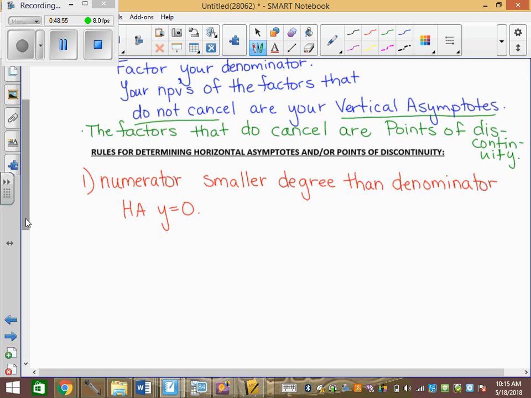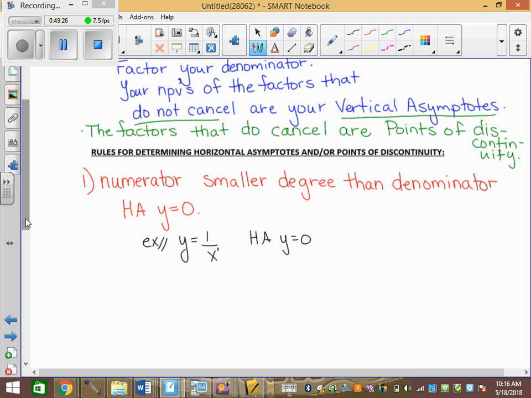So we looked at the basic graph before. An example that we looked at was y equals 1 over x, did we not? That was the very basic one. And my horizontal asymptote was at y equals 0, was it not? What degree is the numerator in this case? 0. It doesn't have an x, correct? What's the degree of the denominator? 1. So the smaller on top than bottom, correct? So my horizontal asymptote is at y equals 0.